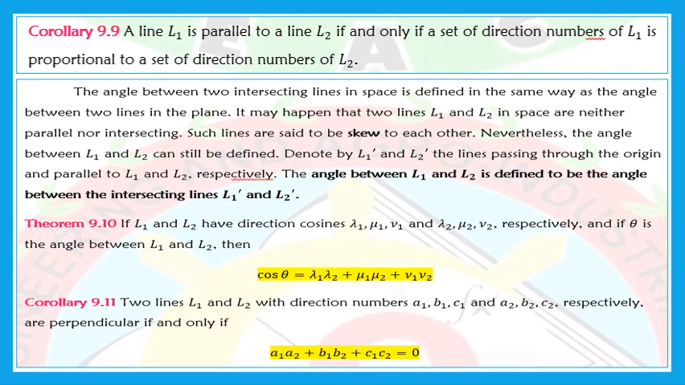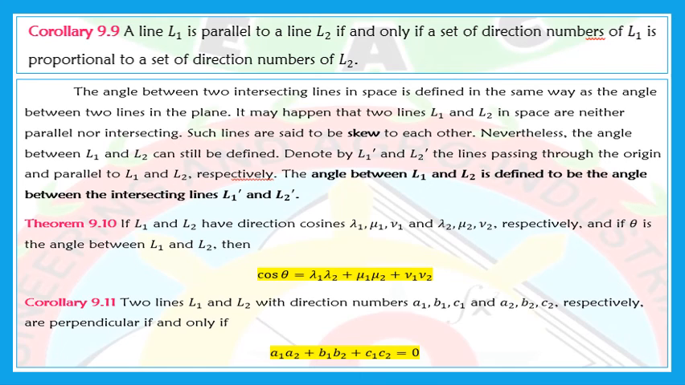Okay, so the angle between two intersecting lines in space is defined in the same way as the angle between two lines in the plane. So it may happen that two lines L sub 1 and L sub 2 in space are neither parallel nor intersecting. Such lines are said to be skew to each other. Nevertheless, the angle between L sub 1 and L sub 2 can still be defined. Denote by L sub 1 prime and L sub 2 prime the lines passing through the origin that are parallel to L sub 1 and L sub 2 respectively. The angle between L sub 1 and L sub 2 is defined to be the angle between the intersecting lines L sub 1 prime and L sub 2 prime.